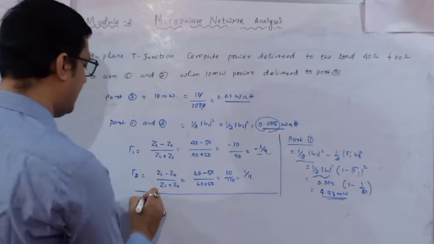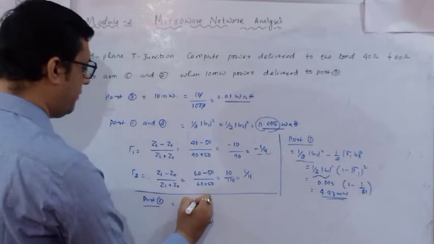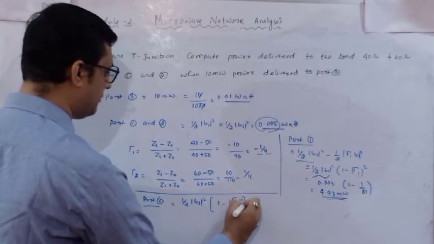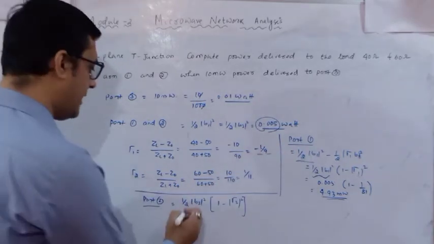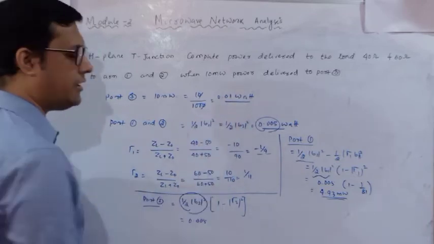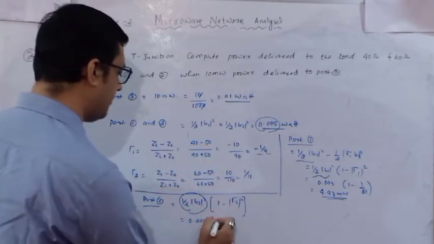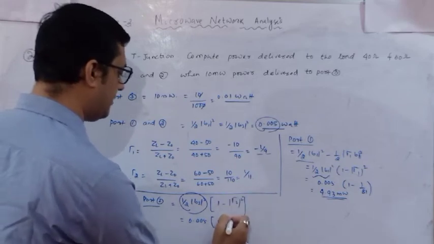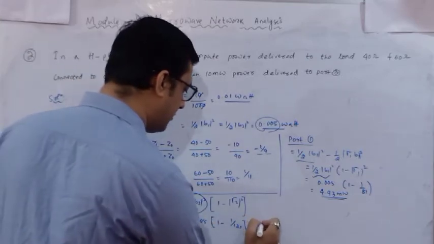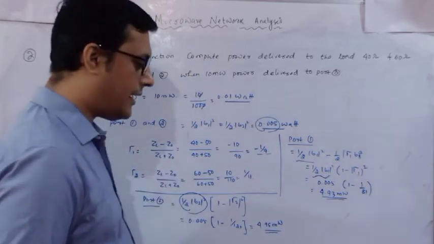Similarly, I can write for port 2. So for port 2, half mod B2 square times (1 minus reflection coefficient 2 square), with the help of the same analogy. And this value is how much? This value is already half the value of the transmitted value at port 3, because equal power is splitting up. So it is 0.005 whole into 1 minus reflection coefficient square, that means 1 minus 1 by 121. Solve this, you will get around 4.95 milliwatt. Okay, 4.95 milliwatt.